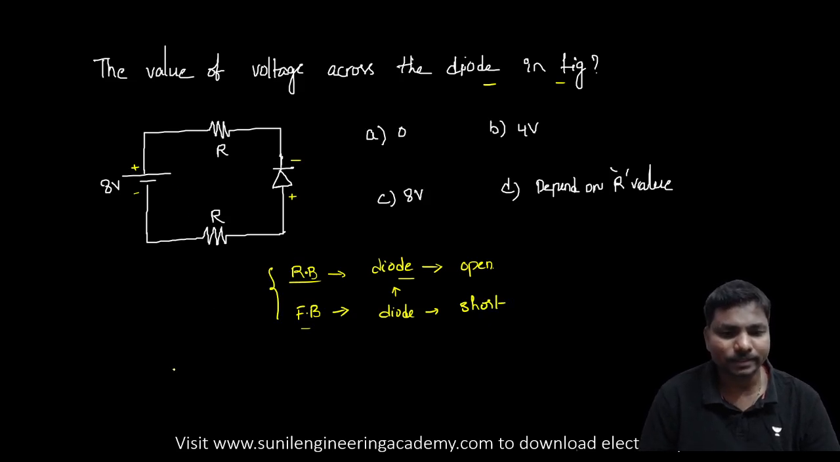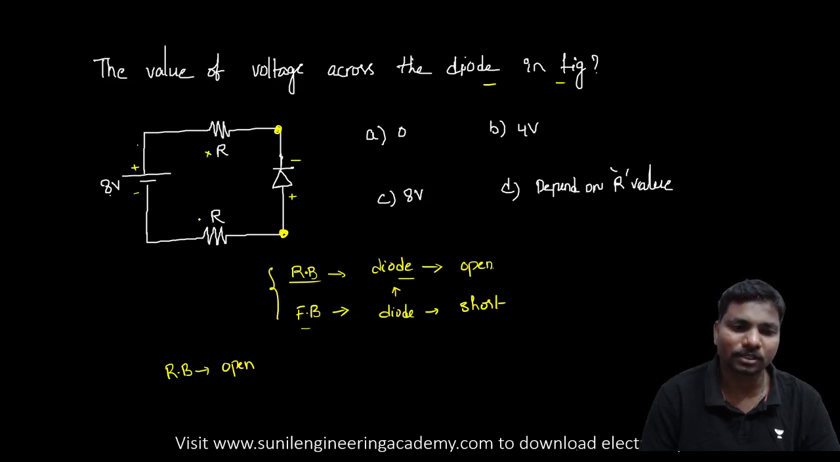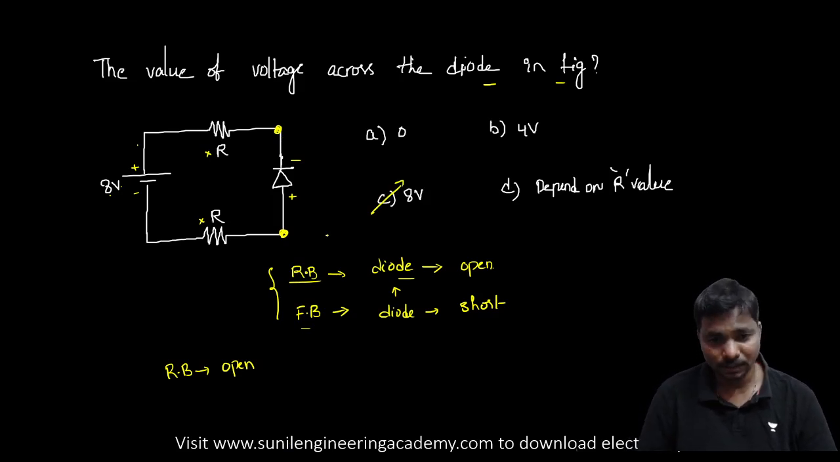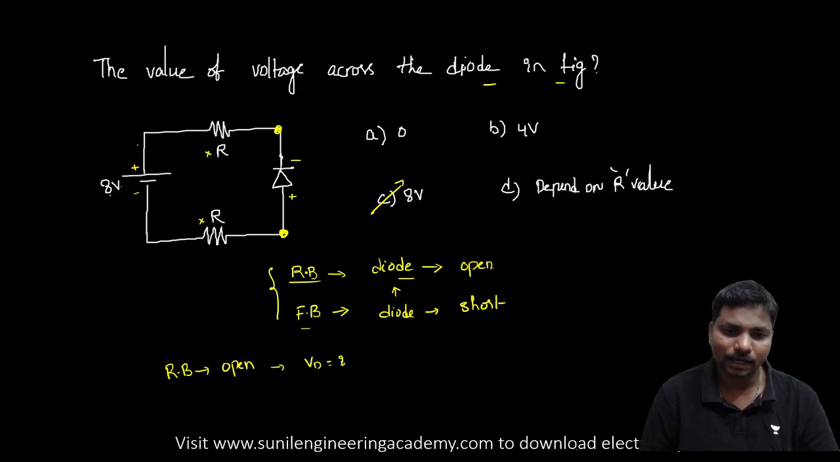Here, reverse bias means the diode is open. Whenever the diode is open, no current is flowing. Whenever no current is flowing, there is no voltage drop across the resistor. That means whatever the voltage is there appears across the diode terminals only. That is 8 volts, the answer. Correct.